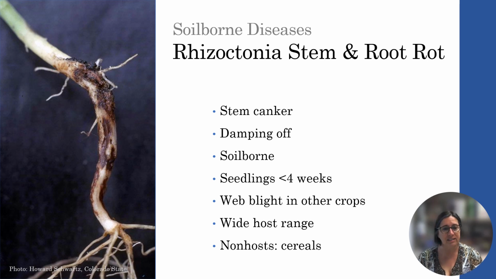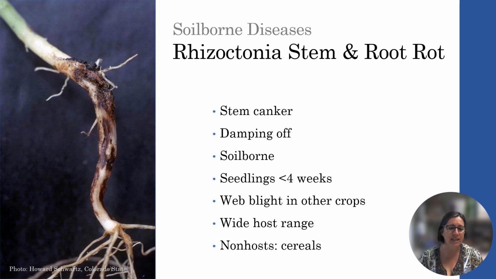This is another soil-borne pathogen. It will survive in soil. So that can be in the ground. It could be in dirty tools, dirty equipment. So anywhere that we would see soil. The Rhizoctonia pathogen that causes stem canker and damping off in high tunnel tomato is also the same pathogen that causes web blight and aerial blight in other crops. So this may sound like a familiar pathogen because it is.